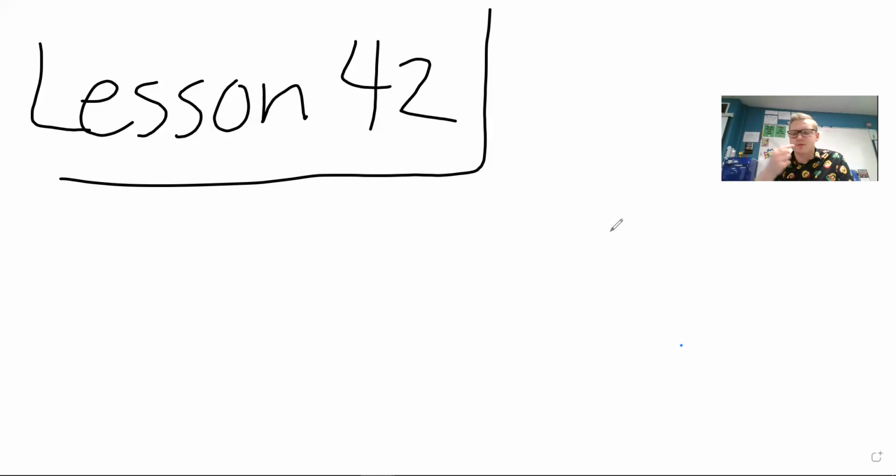Renaming fractions by multiplying by 1. So if you haven't opened up your book yet, I'm on page 222. So make sure you get your book opened up to that page in your 7-6 Saxton math book. All right, so let's go ahead and look at some of these problems.